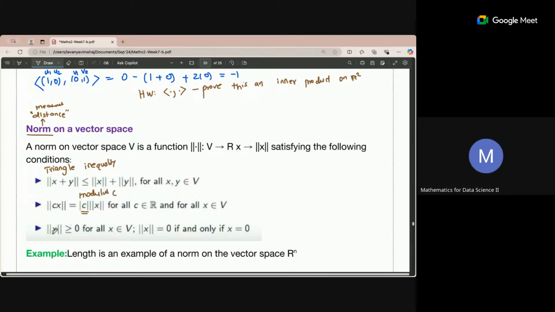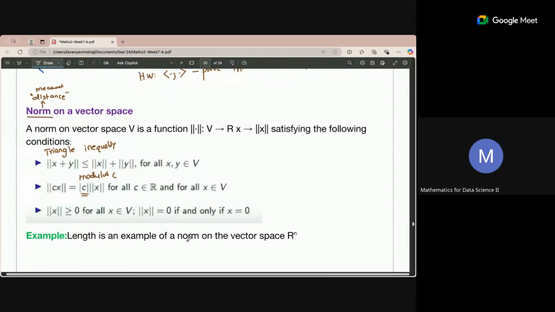Okay. And then the last property is the positivity or non-negativity. So always the norm is non-negative, and it is 0 only when the vector is 0. Okay. So the length is an example of a norm on vector space Rn. So obviously, what is the length of a vector in R2, for example? So x, if I am writing as x1 comma x2, what is norm x?